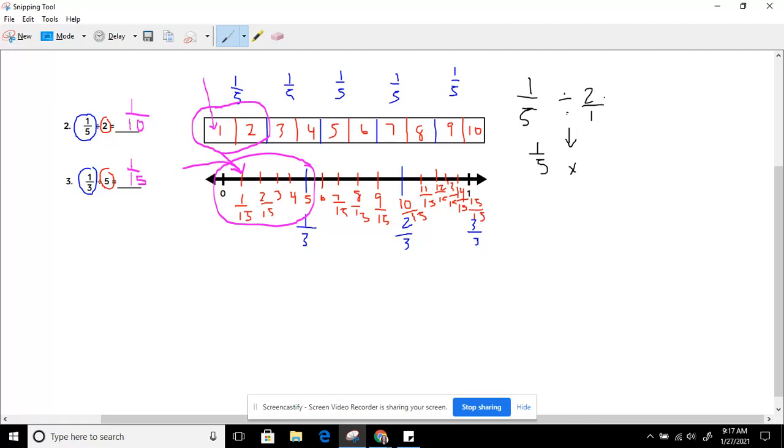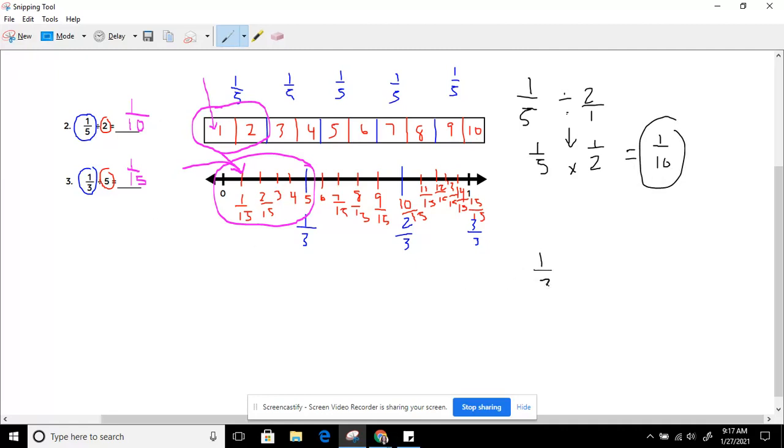We have to flip this second number. So we're going to flip it so it's 1/2. Multiply across, you get 1/10. Is that the same answer we got when we were doing our number model? It sure is. Let's check our answer for number 3.